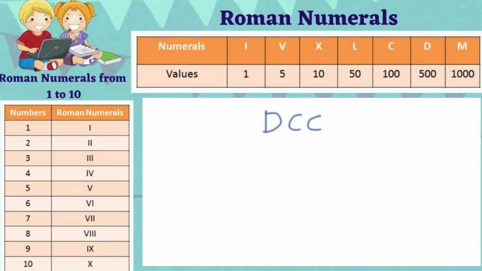Now we will take another example, that is DCCLI. First step, find the values of each letter. So D stands for number 500.